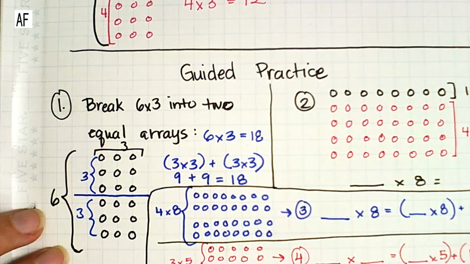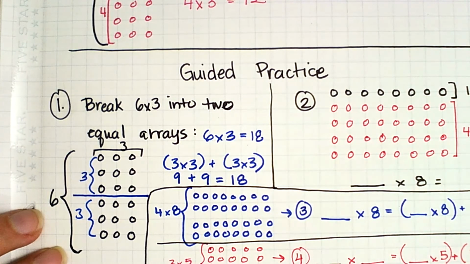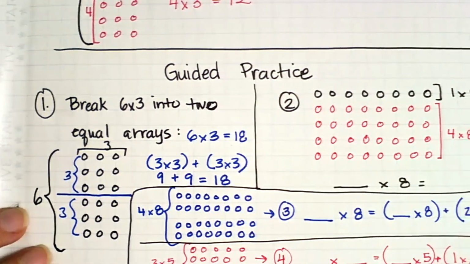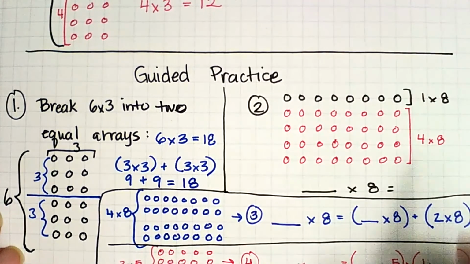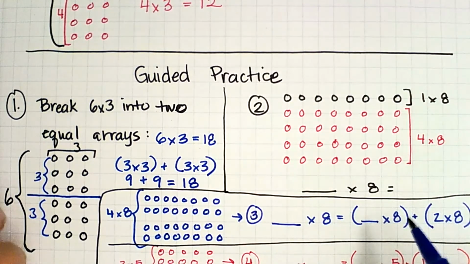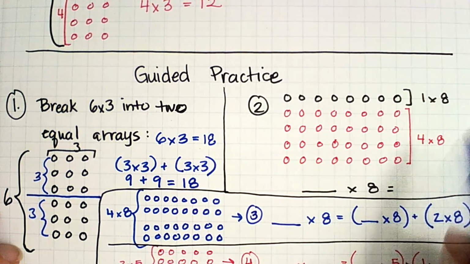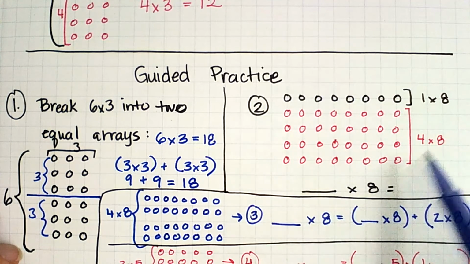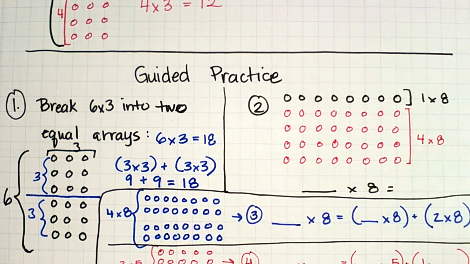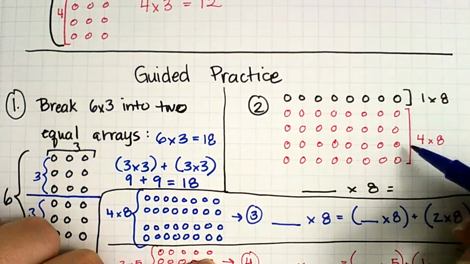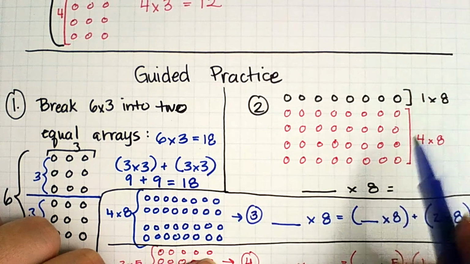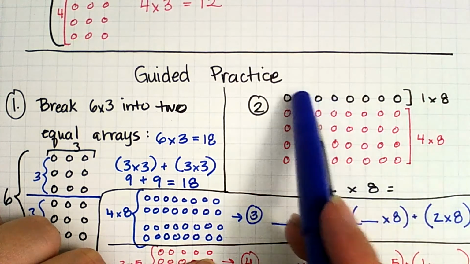Now for number 2, it says Anne broke up a large array into 2 smaller arrays. She broke it up into 1 times 8 and 4 times 8. What they're asking us in this question is, what is the large array? What was the original number that she was working with before she broke it apart? We know she broke it up into 4 rows plus 1 more row, and we know that 4 plus 1 more is 5. And we can go through and count these just in case.